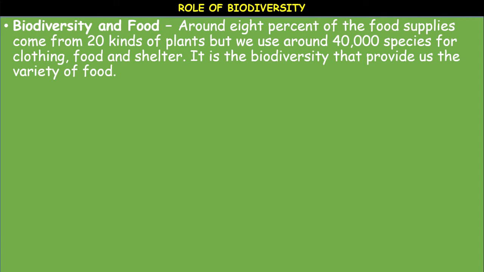biodiversity and food. Around 8% of the food supplies come from 20 kinds of plants, but we use around 40,000 species for clothing, food and shelter. It is the biodiversity that provides us the variety of food.